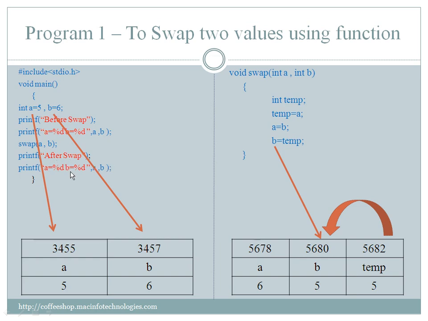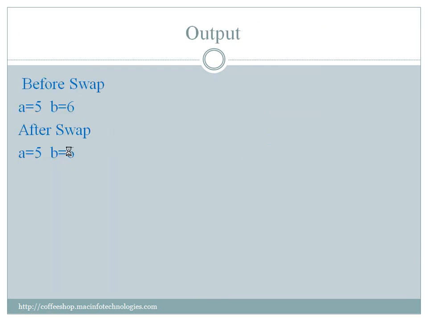it prints after swap, and it prints A and B, and these A and B printed are at locations 3455 and 3457. So at these locations the value remains the same because these variables are not changed. Only the local variables in the swap function are changed, and in the main function the values are not exchanged or swapped. So it remains 5 and 6. If you print the output, it says before swap A is equal to 5, B is equal to 6. After swap A is equal to 5, B is equal to 6.